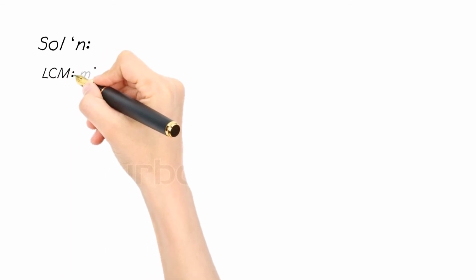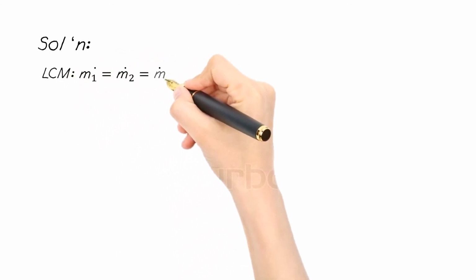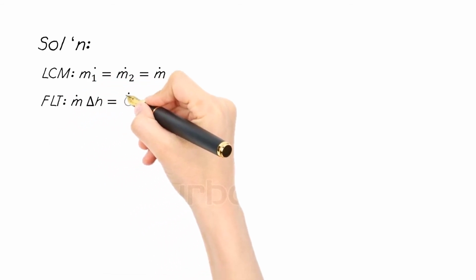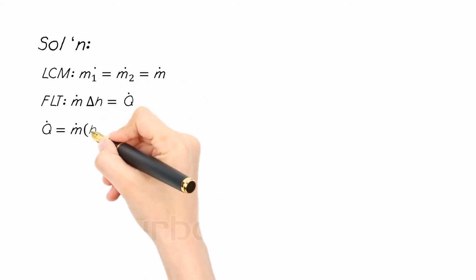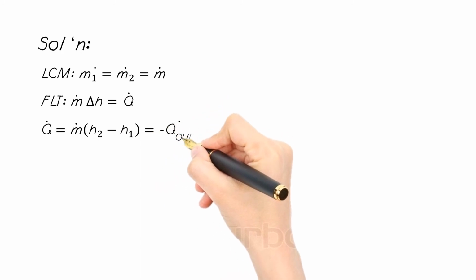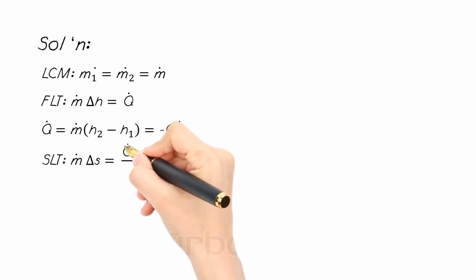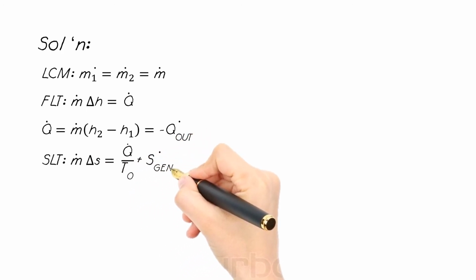The law of conservation of mass is that the mass in state 1 is equal to the mass in state 2. The first law of thermodynamics is the mass flow rate multiplied by the change in specific enthalpy equal to the heat flow rate. Since we are calculating the irreversibility for the condenser, the second law of thermodynamics is as shown.